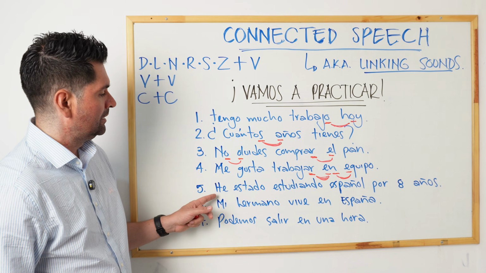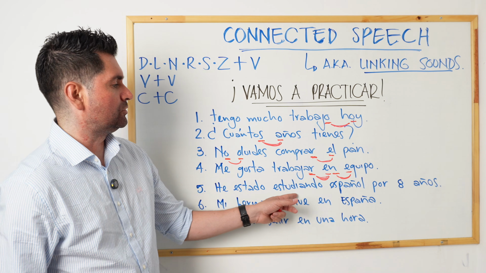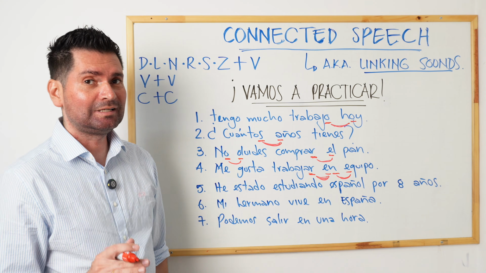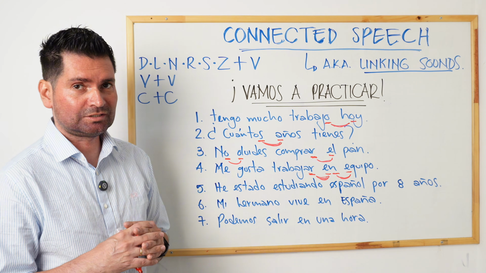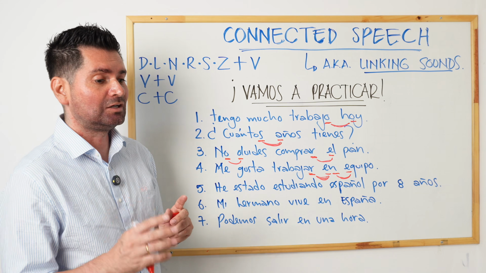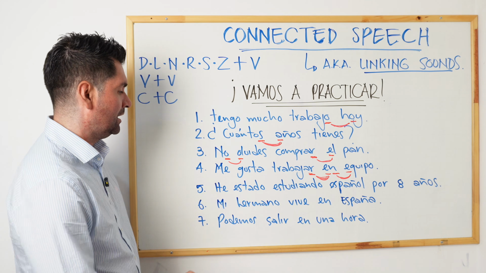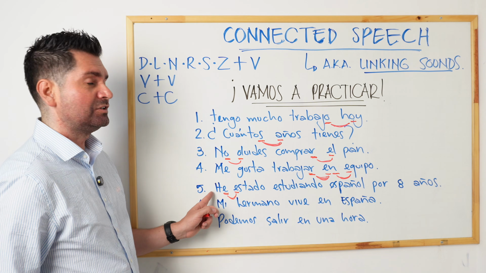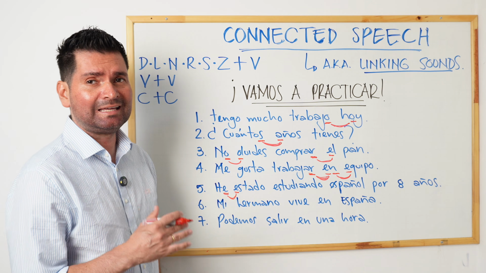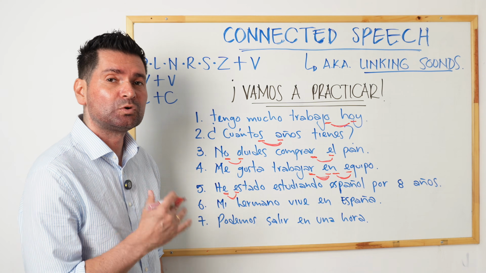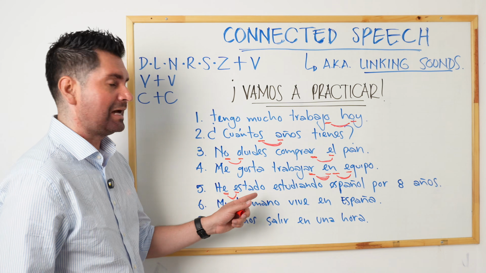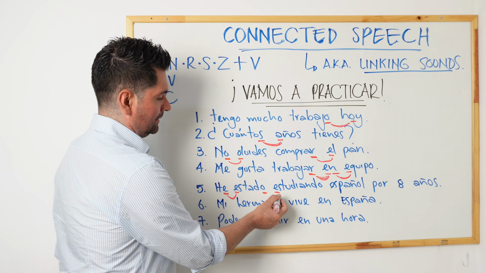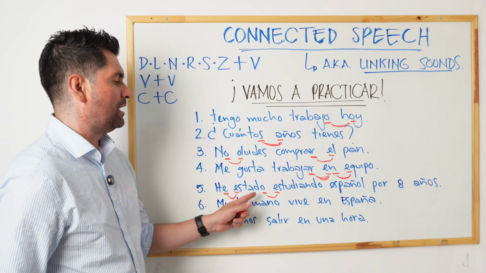Número 5. He estado estudiando español por 8 años. This is a tricky sentence. There are a lot of connections here. Even some connections that are not that evident. For example, here, the E and the E connect. We don't say he estado, we say estado. That's how most people will pronounce it. Estado. Then there is the O and the E. Estado estudiando.